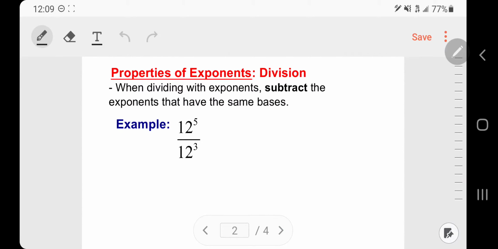Next thing we have is the division property for exponents, again with common bases. In this case, what you're doing is you're subtracting the numerator exponent minus the denominator exponent. The order does matter, it's always top minus bottom. So we have 12, and then our exponent is going to be 5 minus 3. And again, 12 to the second would be the answer. We'll leave that in our exponent form, 12 to the second, no need to write that in the expanded form.